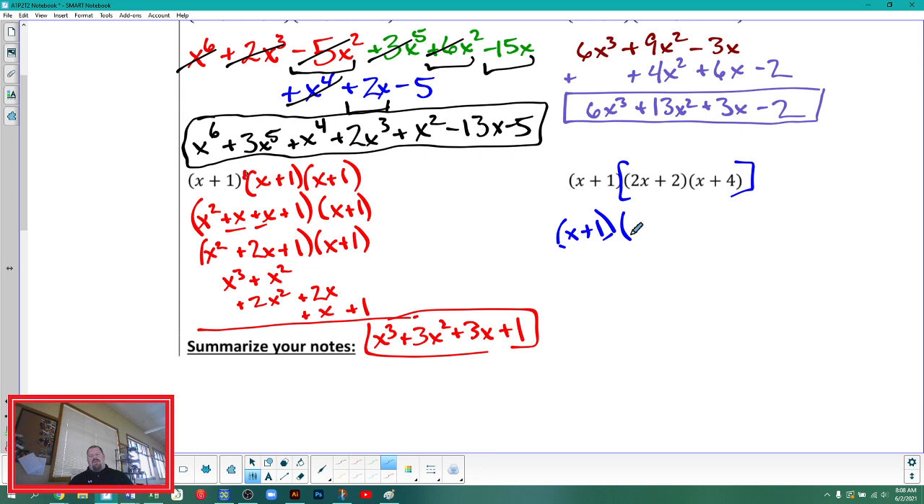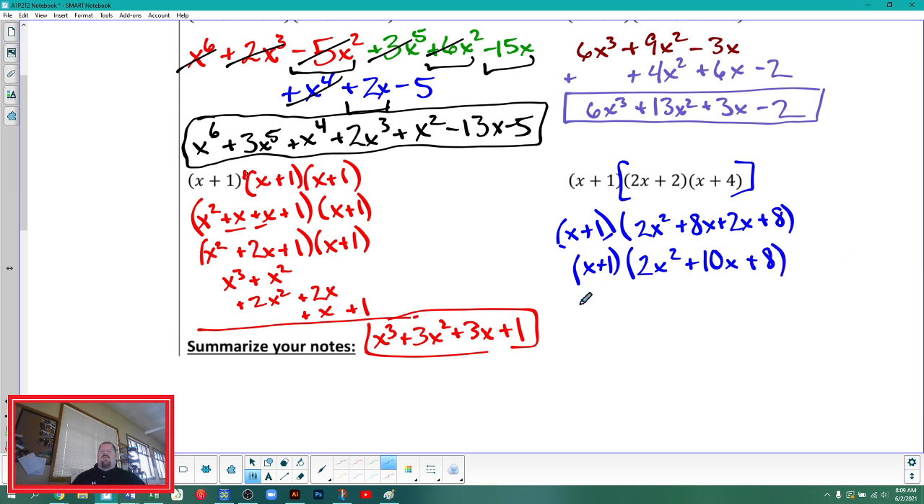For the first times first, 2x times x is 2x squared. Outsides, 2 times 4 is 8. That gives me 8x. Insides gives me 2 times x, which is 2x. And last gives me 2 times 4, which is 8. I do need to combine my like terms in that one that I just did. Otherwise, I'm going to distribute more things, and it's actually just a little overkill. 8 plus 2 is 10. And so we get this.